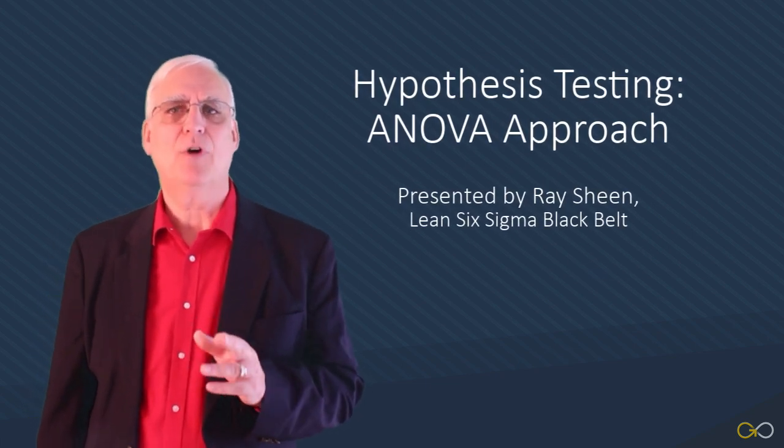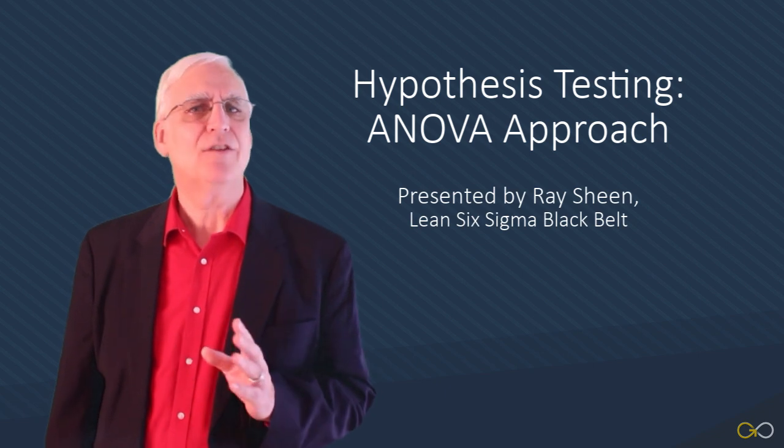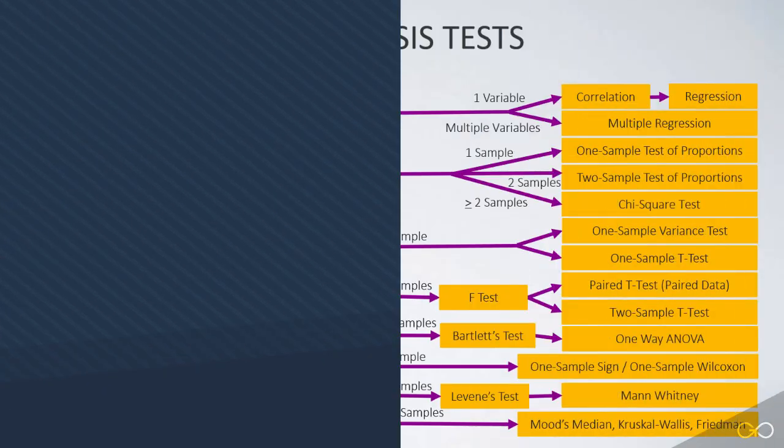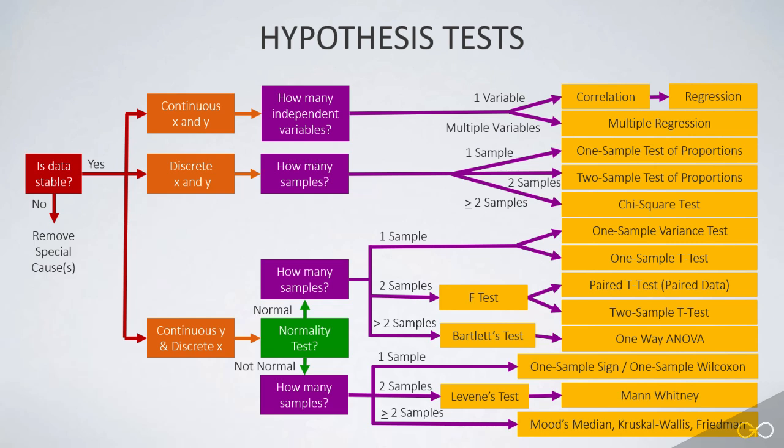This test has become strongly linked to Lean Six Sigma because it's used on many of the advanced Lean Six Sigma analyses. Again, we start with a hypothesis testing decision tree. We have discrete and continuous X and Y data, normal data, and multiple variables. That gets us to ANOVA.